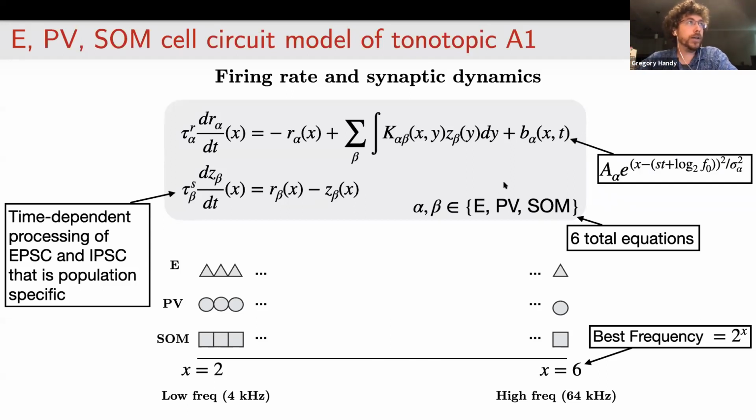And lastly, I want to highlight this B term here. This is the feed-forward input, which we're going to say is the same regardless of whether it's an upward or downward sweep. The direction selectivity is not inherited downstream. So it's just going to be a Gaussian that sweeps across the space. And it's only input to E and PV cells. SOM cells do not receive this input.